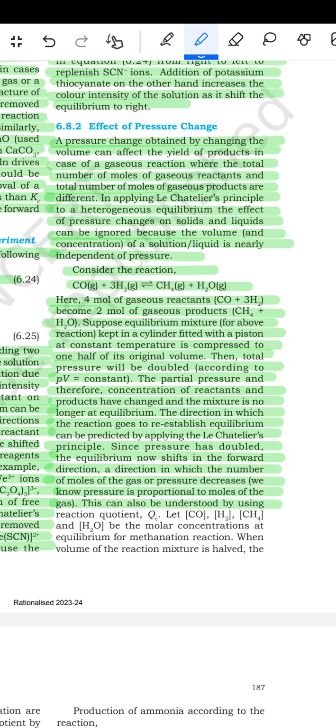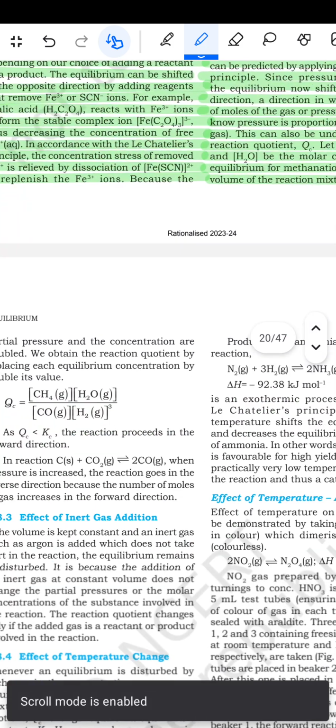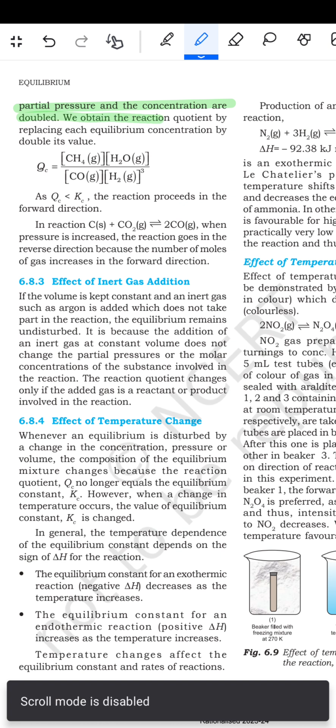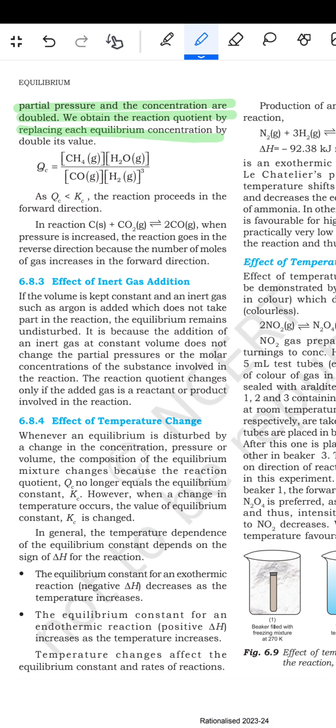This can be understood by using the reaction quotient Qc. Let [CO], [H2], [CH4] and [H2O] be the molar concentrations at equilibrium for the methanation reaction. When the volume of the reaction mixture is halved, the partial pressures and the concentrations are doubled. We obtain the reaction quotient by replacing the equilibrium concentrations by double their values. So as Qc is less than Kc, the reaction proceeds in the forward direction. In the reaction C + CO2 ⇌ 2CO, when the pressure increases, the reaction goes in the reverse direction because the number of moles of the gas increases in the forward direction.